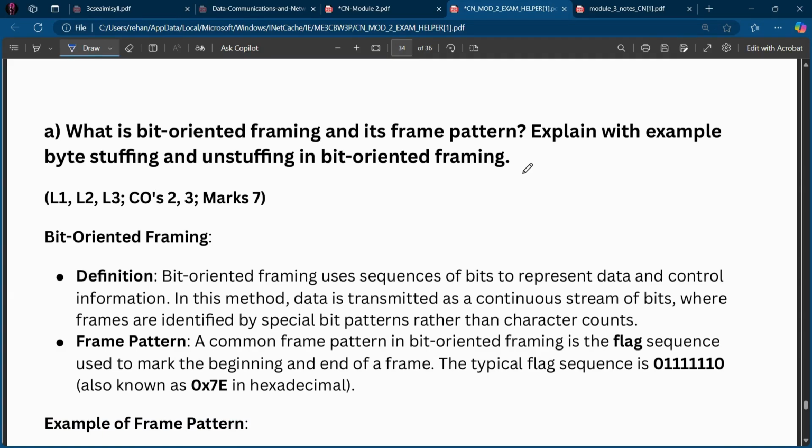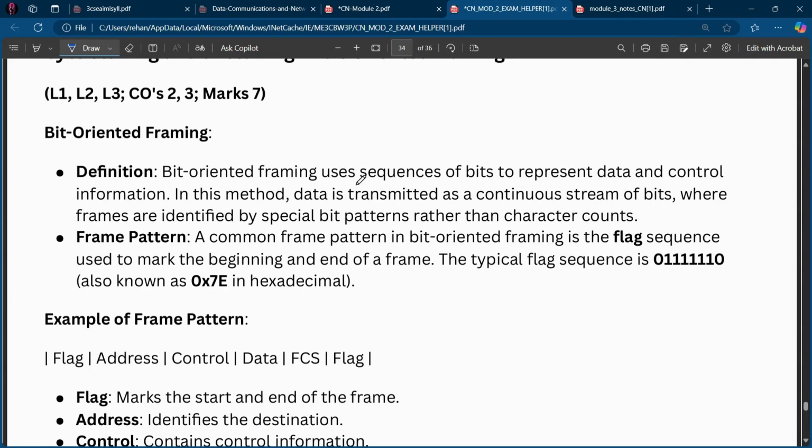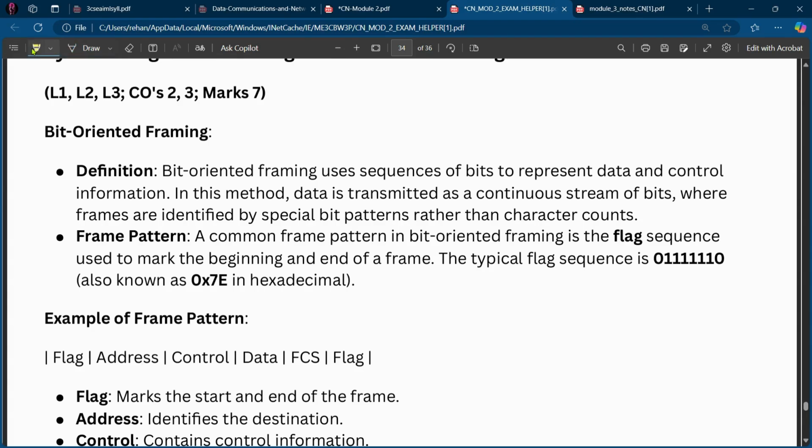What is bit-oriented framing and its frame pattern? Explain with an example byte stuffing and unstuffing in bit-oriented framing. So, let's move on to the definition. Bit-oriented framing uses a sequence of bits to represent data and control information. So what is bit-oriented? It uses bits to represent the data.